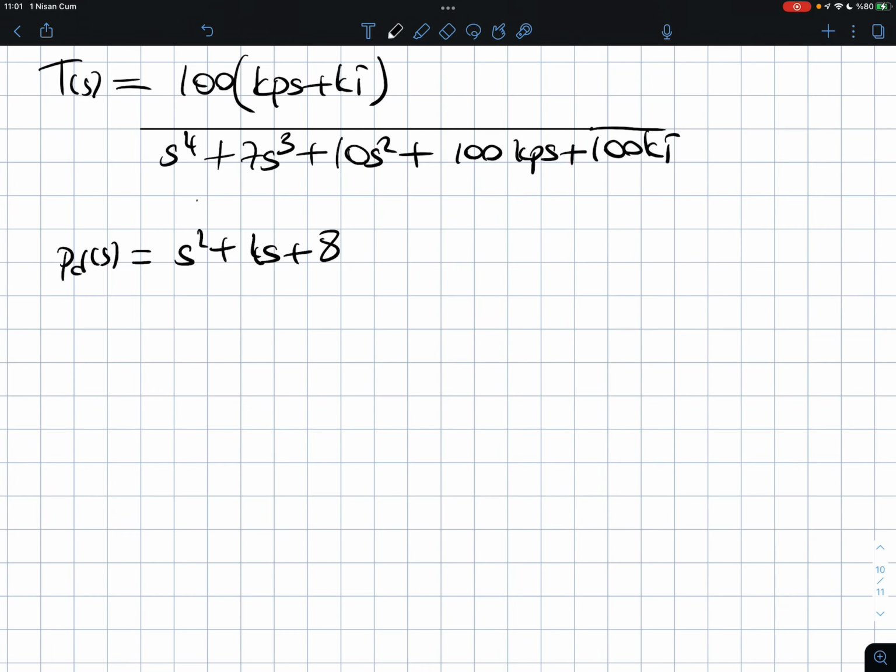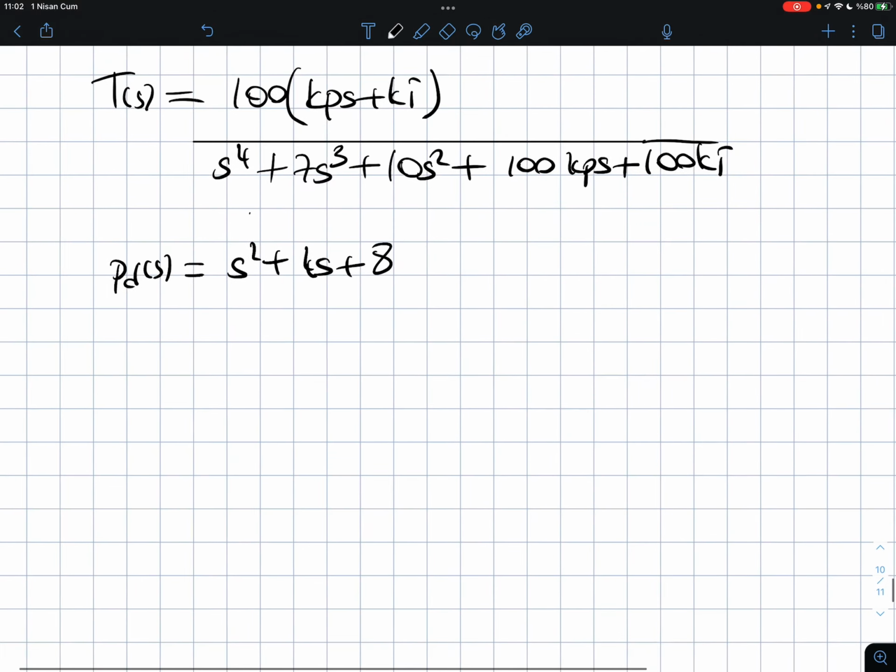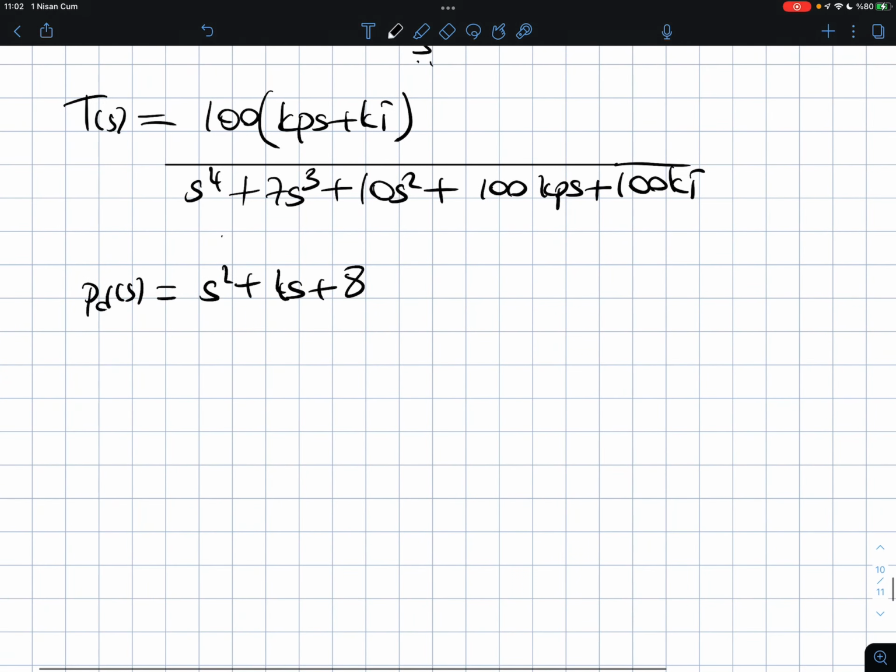There we go. Now we have a fourth order closed loop, which is actually expected due to the fact that the system is a third order system and the controller is a first order controller. The closed loop should be a fourth order transfer function. So that was expected.